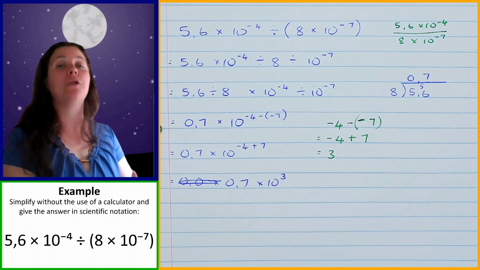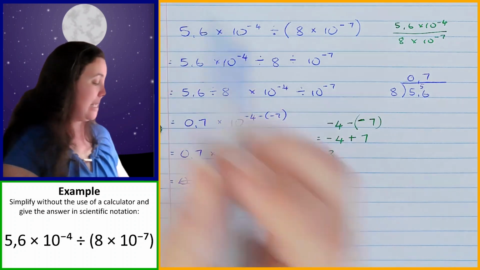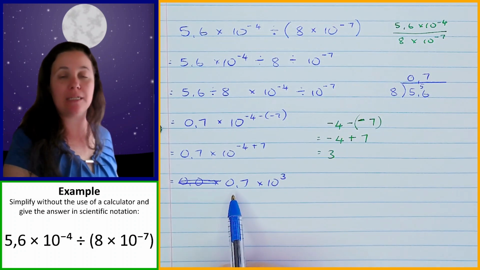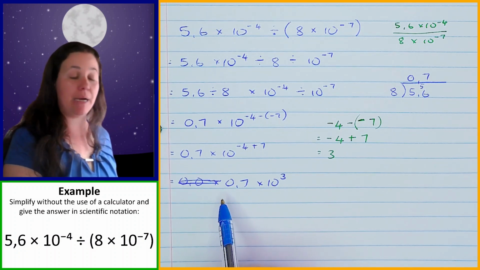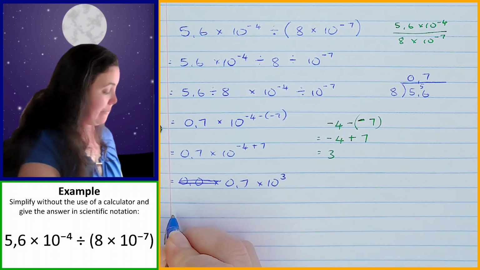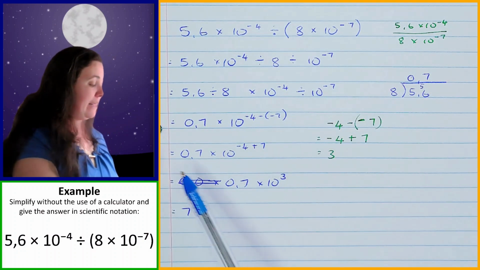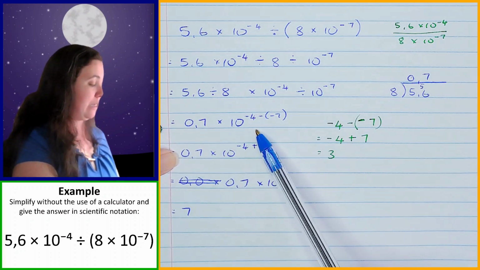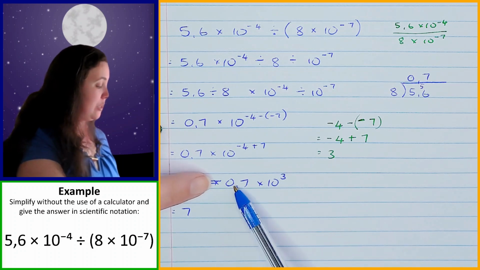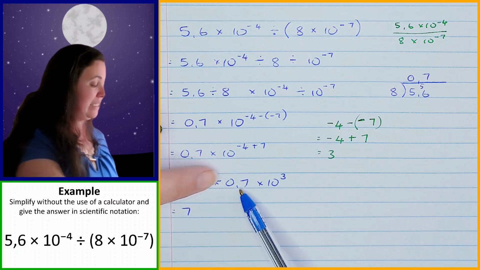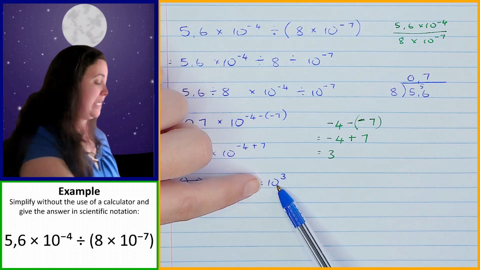Now remember, the number that we're multiplying by a power of 10 has to be between 1 and 10. 0.7 is not between 1 and 10. It is too small. So what I need to do is multiply this by 10 to make it 7. But remember what I said in the previous example, if this one goes down, that one goes up, or if this one goes up, that one must go down. So over here, this one from 0.7 to 7 is increasing. I'm multiplying by 10. That means I need to divide the 10 to the power of 3 by 10.